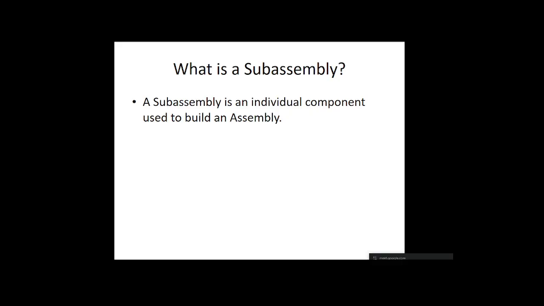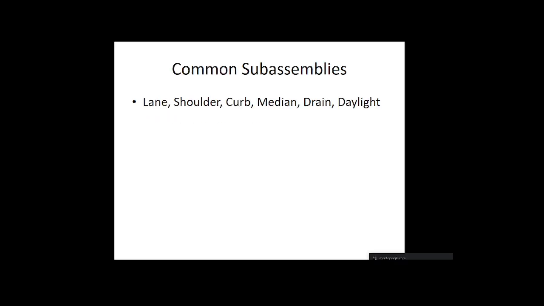Now, what is a sub assembly? Simply, a sub assembly is an individual component of an assembly, as I already told you. For example, one lane is a sub assembly, one shoulder is a sub assembly, one curb is a sub assembly. When multiple sub assemblies are combined, they create the final assembly. Common sub assemblies used in road projects are lane, shoulders, median, curb, drain, daylight. Each sub assembly performs a specific engineering function. By combining them appropriately, we can model different road types.